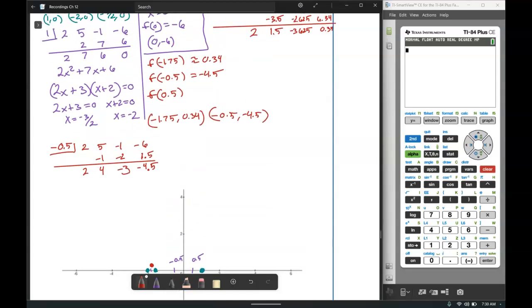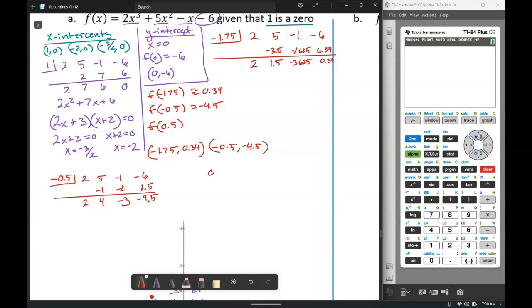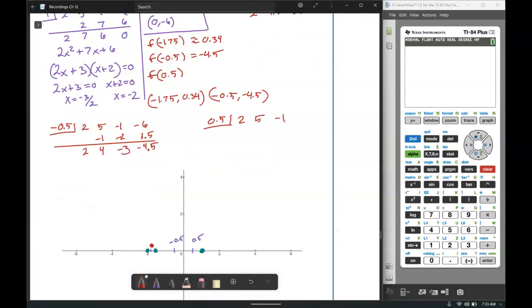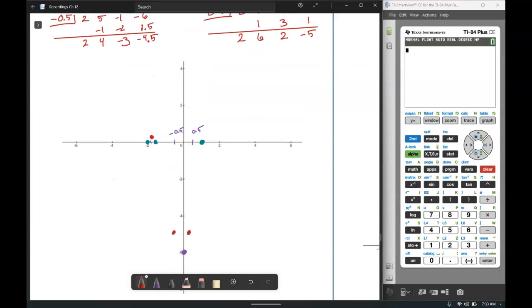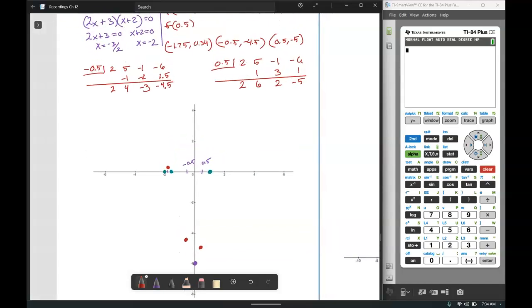And then at 0.5, we'll do the same thing one more time. Half of 2 is 1. Add to 5 to 6. Half of 6 is 3. Add to -1 for 2. Half of 2 is 1. And we get -5. So our last point is 0.5, comma, -5. Which, again, puts us right about here. 4.5 is probably going to be a little bit higher. There we go. All right, so there we've kind of got our graph.